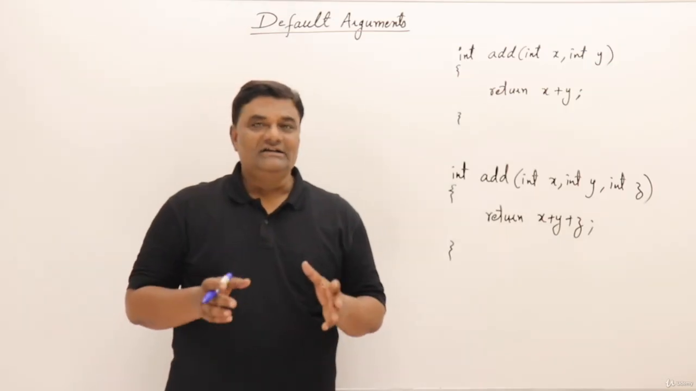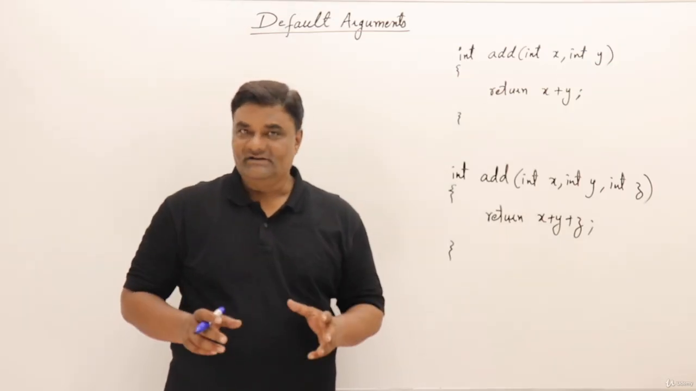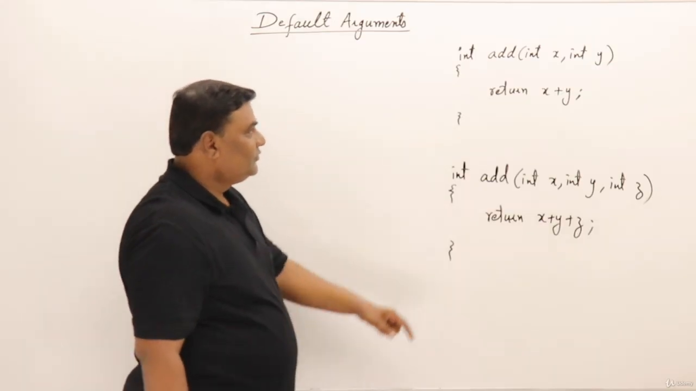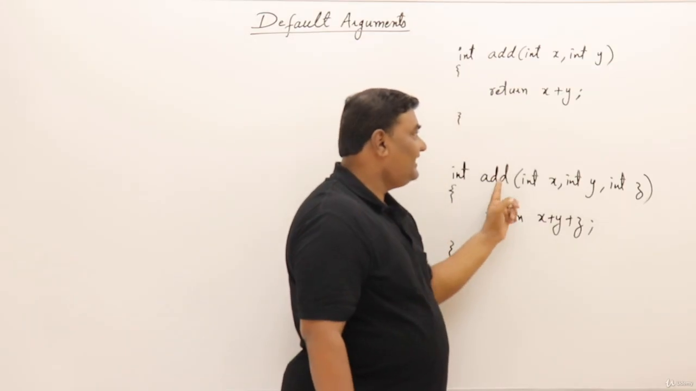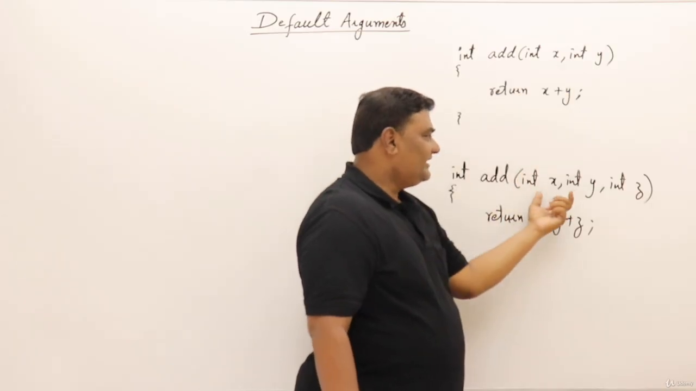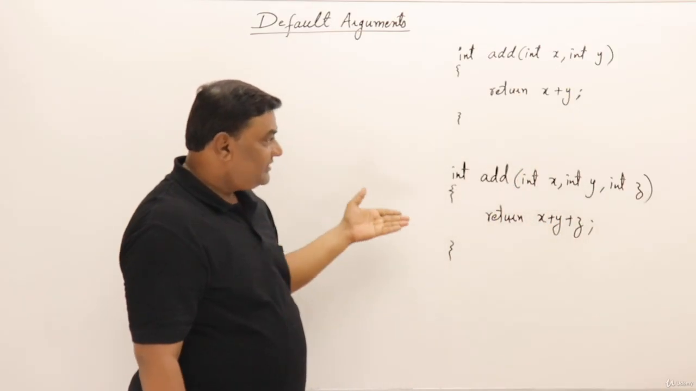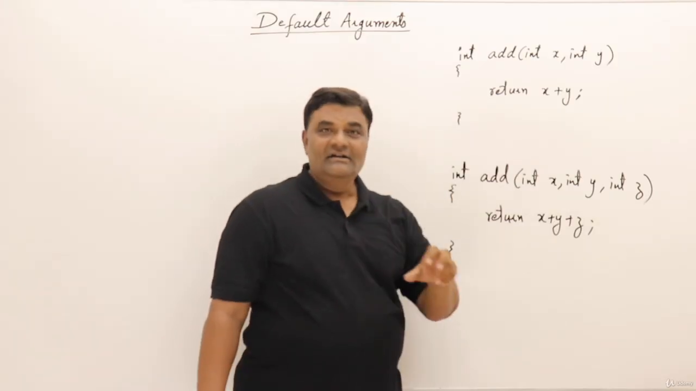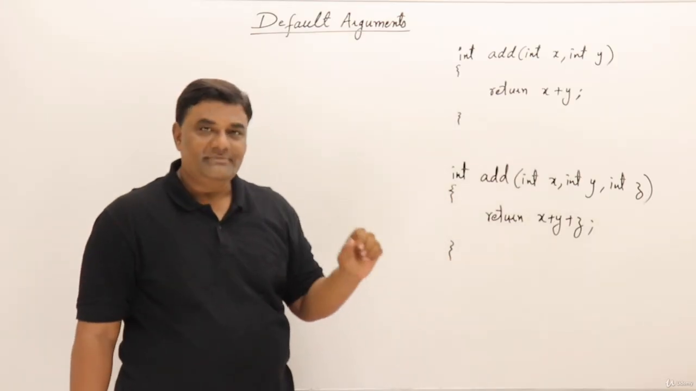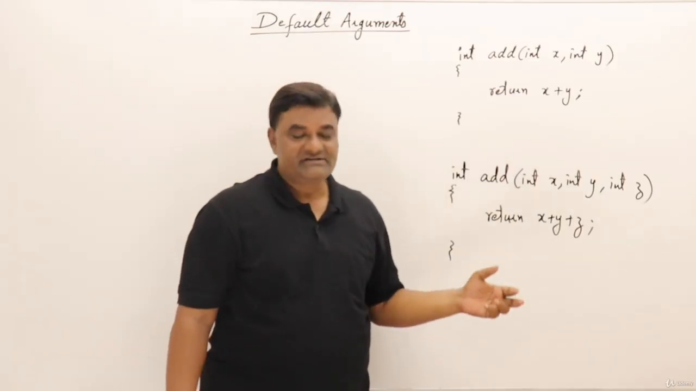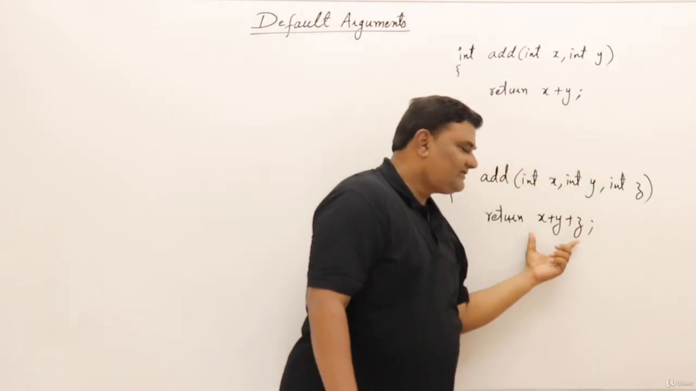Yeah, in this video we'll learn about default arguments. To explain that, I have taken 2 functions here. Both these function names are add, but one takes 2 integers and the other takes 3 integers. So yes, they are overloaded functions with the same name and a different number of arguments. They are adding numbers: this is adding 2 numbers, this is adding 3 numbers.